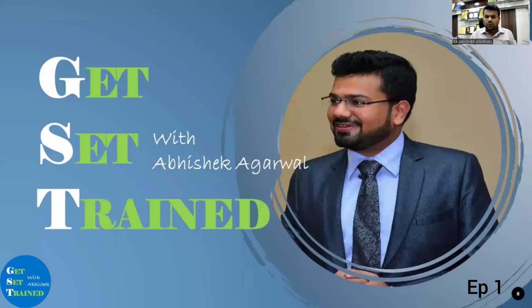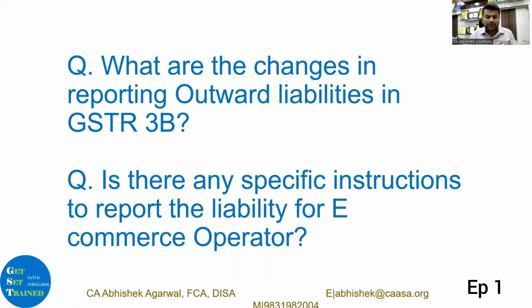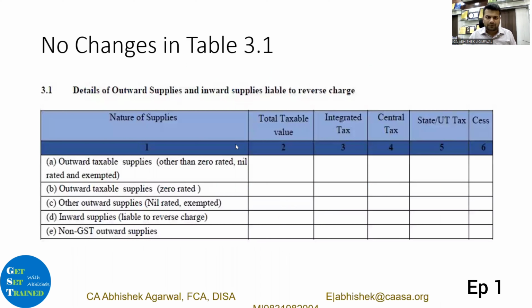Perfect. So this week, we are going to take questions with respect to changes in GSTR 3B. The first question: what are the changes in reporting outward liabilities in GSTR 3B? And are there any specific instructions to report the liability for an e-commerce operator? With respect to this, I will be explaining the changes table-wise.